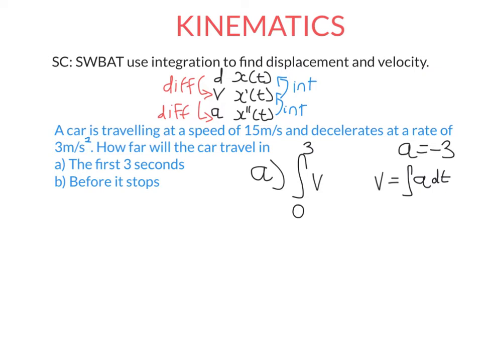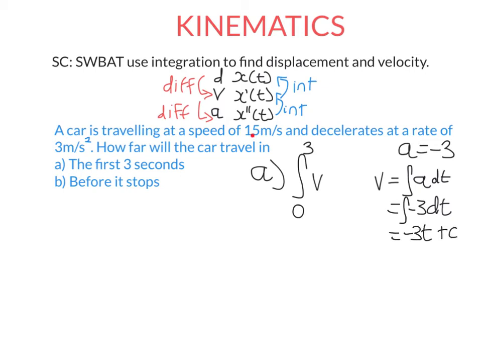So velocity will be the integral of minus 3 with respect to t. Displacement, velocity, and acceleration are all functions of t, which is time. In this case, t is going to be in seconds. So the integral of minus 3 with respect to t just gives me minus 3t plus some constant.